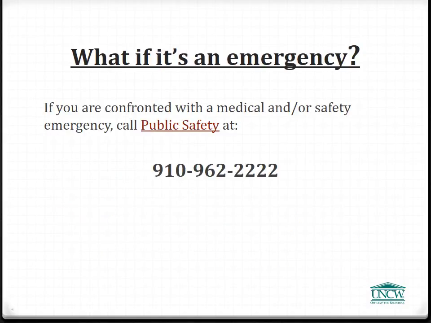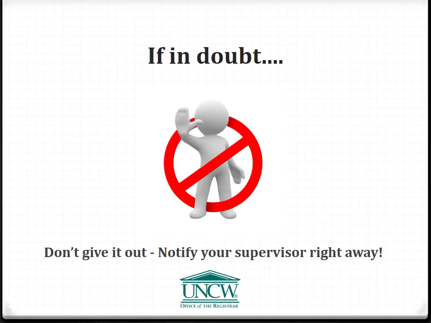What do you do if there is an emergency? If you are confronted with a medical and/or safety emergency, call Public Safety at 910-962-2222. In conclusion, the golden rule to remember is, if in doubt, don't give it out. Notify your supervisor right away and they can assist you.